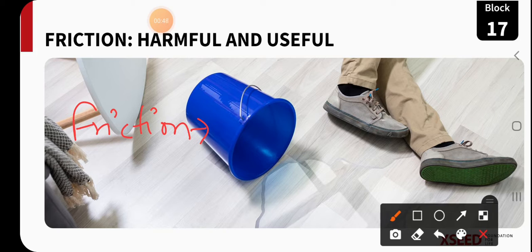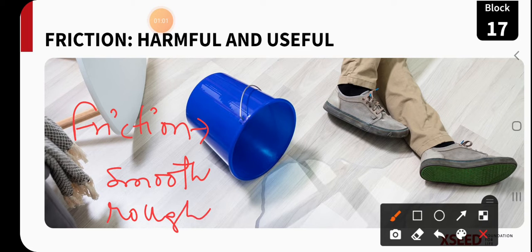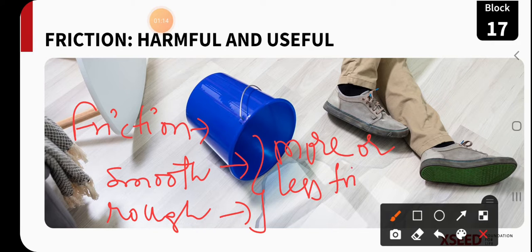In our second class, we learned about the nature of surfaces, whether it is a smooth surface or a rough surface. How the smooth surface exerts friction, how the rough surface exerts friction. That means we learnt in short about more or less friction based on the nature of the surface of objects. In today's class, we are going to mainly focus on the harmful and useful sides of friction.